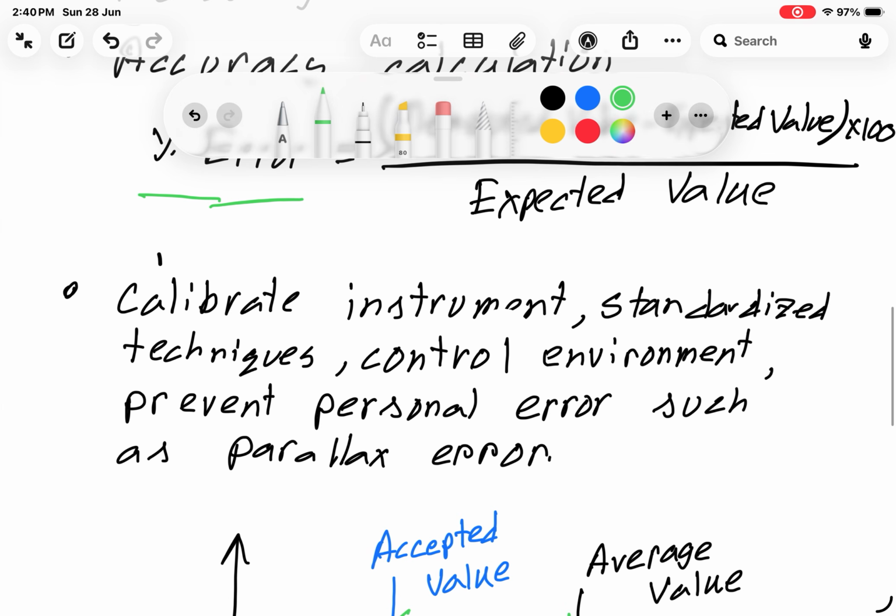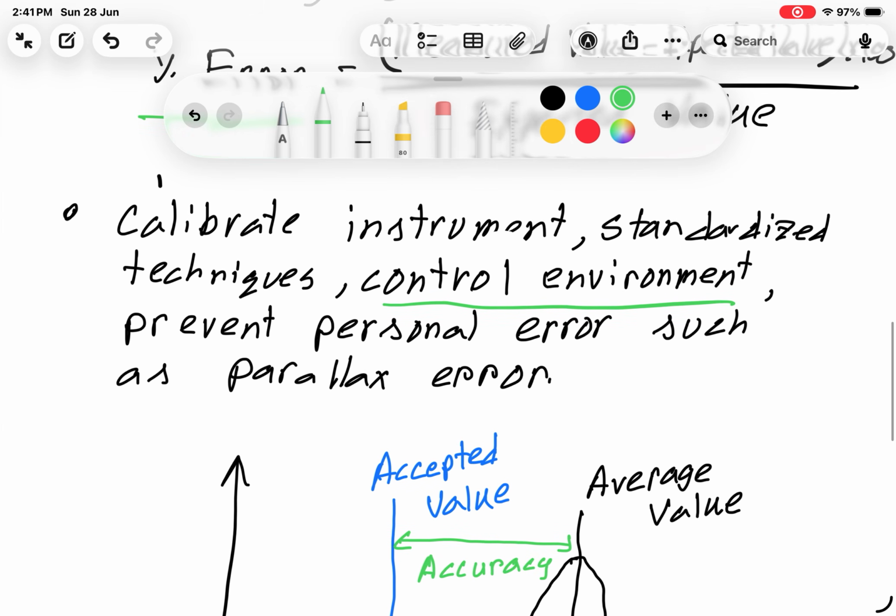Now, how to get rid of the inaccuracy? One thing is you calibrate the instrument, because if your instrument is wrong, then you won't get the correct value. Then you follow the standardized techniques. You make sure there are no environmental errors. So you control the environment, and you prevent personal errors such as parallax error.